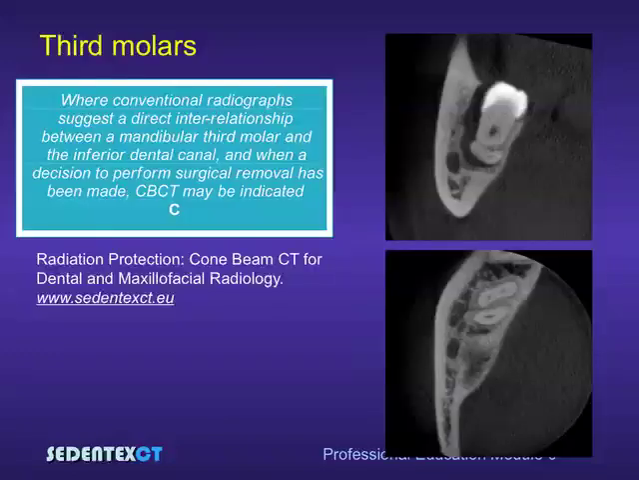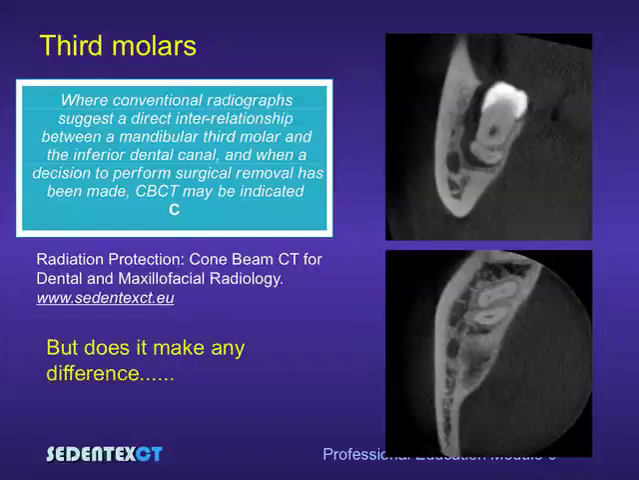This led the SEDENTEXCT guidelines to say that where conventional radiographs suggest a close relationship between a mandibular third molar and the inferior dental canal, and when a decision to perform surgical removal has been made, cone beam CT is justified. I think it is important to emphasize here that the phrase "when a decision to perform surgical removal has been made" is included in this guideline.